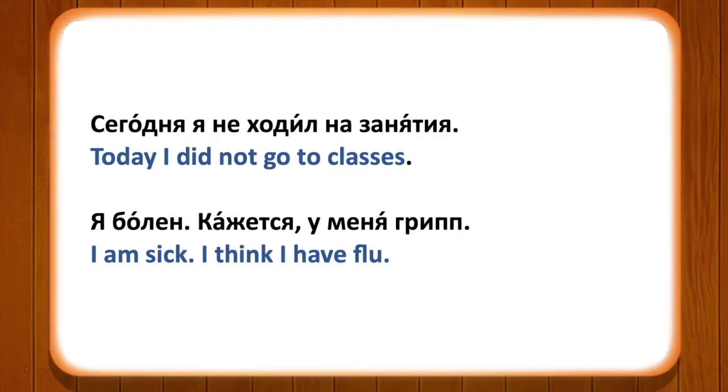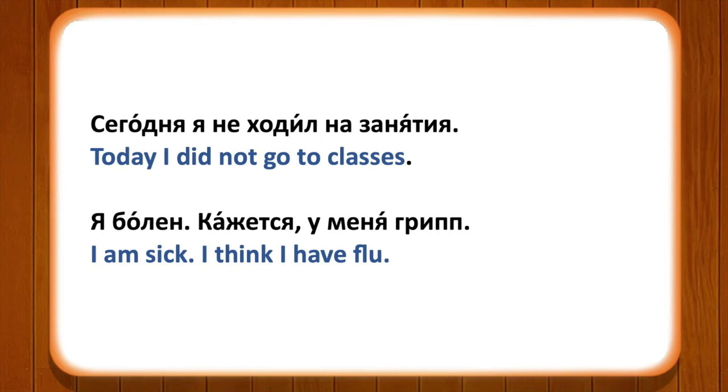Сегодня я не ходил на занятия. Ходить куда? I hope you remember verbs of motion. Идти, ходить. Сегодня means today. I did not, я не ходил, because here we are using the past form. I did not go to the classes. Сегодня я не ходил на занятия. Ходить куда? I hope you remember ходить takes accusative case. Ходить, for example, ходить в университет. Ходил, ходила на урок. Ходил на занятия. So today I did not go to the class.